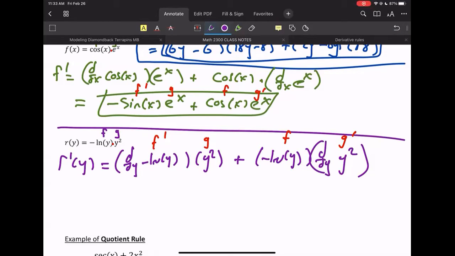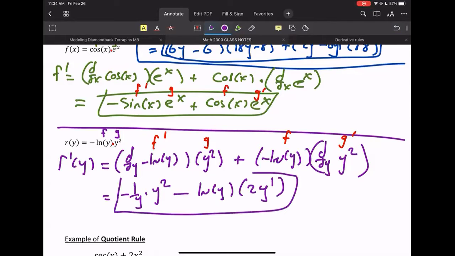All right, so ln becomes 1 over y. We just learned that one. And the y squared is a power rule, right? So this just becomes, excuse me, minus 1 over y times y squared plus, or really it's a minus because there's a minus sign there. So I'm going to change it into a minus. And we could simplify that, but I'm just not going to. It's not the point.